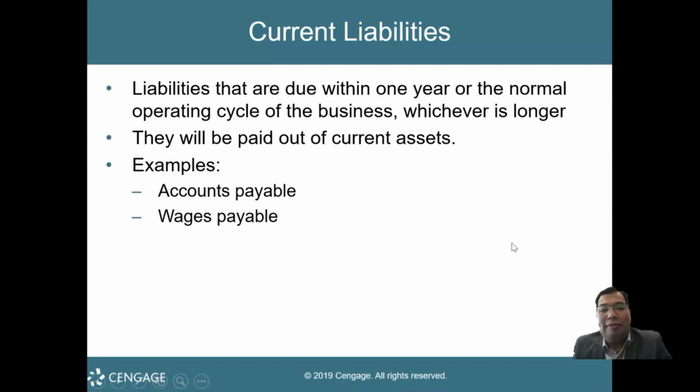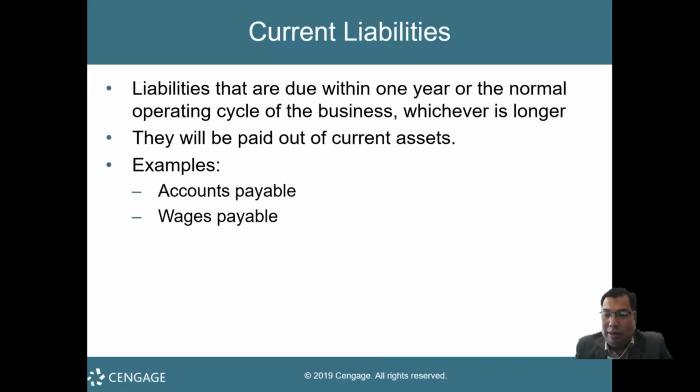Whereas current liability is a liability that is due within 1 year or the normal operating cycle of the business. In this context, we expect to pay our creditors, for example our suppliers, within 1 year. The most common one is accounts payable. Maybe you are given 30 days credit by your supplier. So this is why we classify this item as current liabilities.